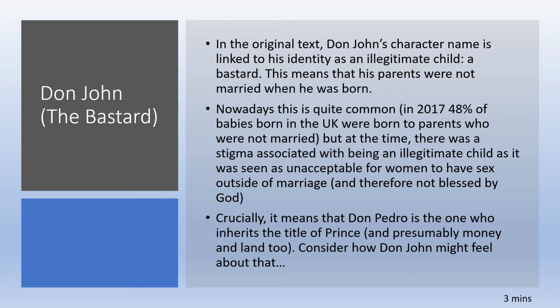So they're brothers, Don Pedro and Don John. Don John was born out of wedlock, as it were, which means that he's not going to inherit anything. He's not going to become a prince. He's not going to inherit lots of lovely houses and things. So, you could argue he's legitimately got a gripe there.